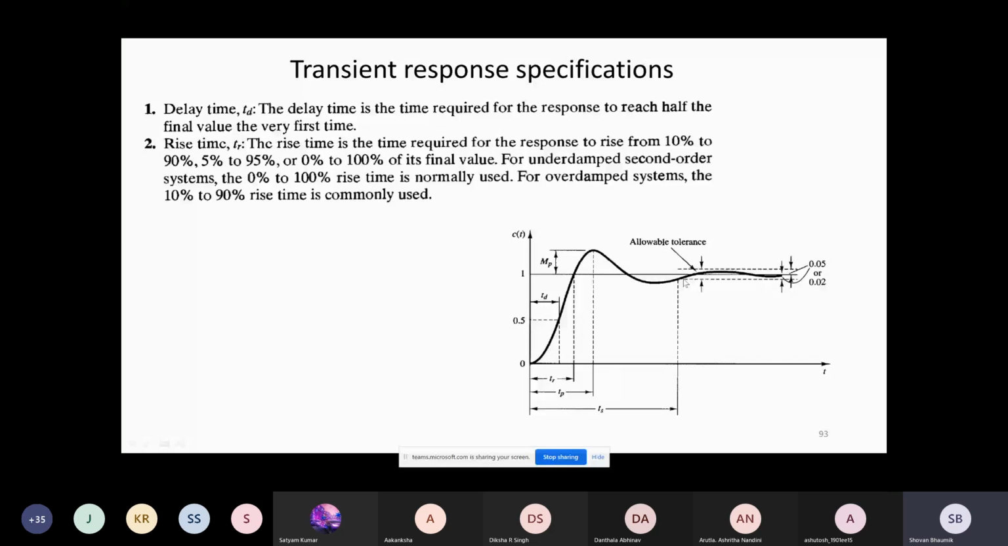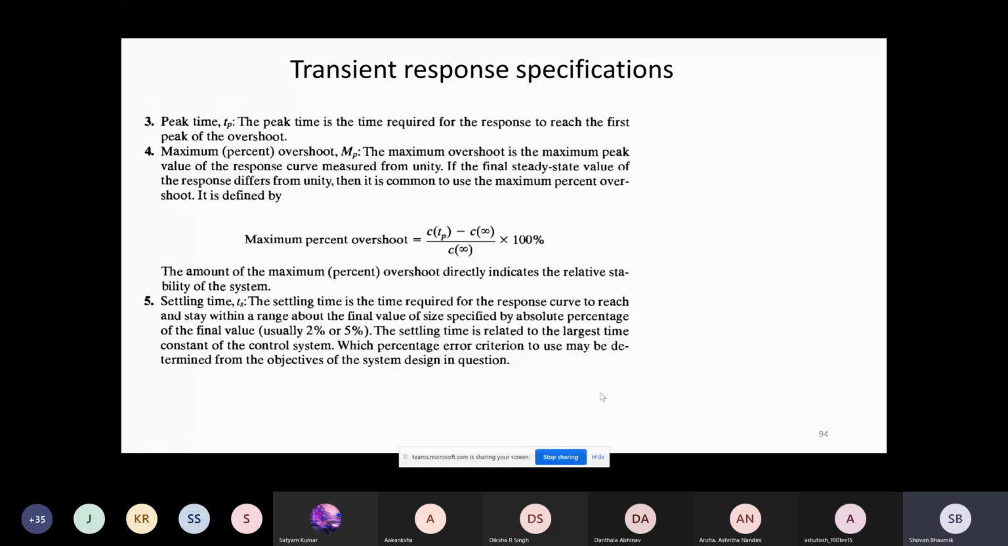It is written, peak time. Now I'm trying to read. The peak time is the time required for the response to reach the first peak of the overshoot. That's what I said, the first peak, that is the important thing. Maximum overshoot Mp is the maximum peak value of the response curve measured from the unity. And if the final steady state value of the response differs from the unity, then it is common to use the maximum percentage overshoot instead of only maximum overshoot.